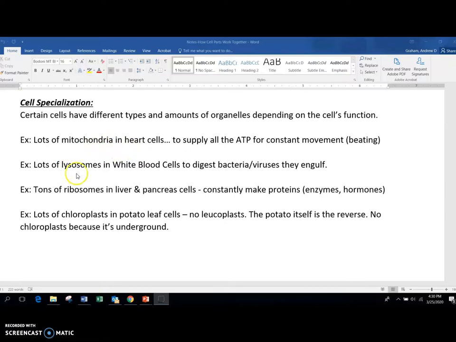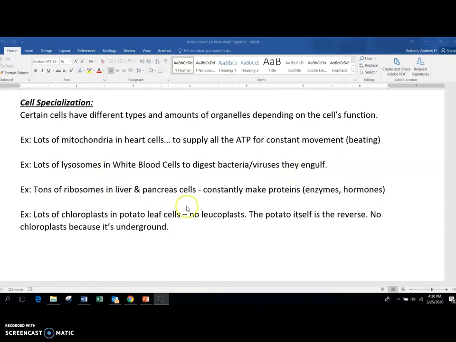Okay, lots and lots of lysosomes inside white blood cells. Well, why? What did we just talk about? White blood cells find bacteria or viruses, they engulf them, they digest them, kind of like the blob. So inside of that cell, it needs to be able to break down and digest things. Well, that's what the lysosomes do. They would fuse with that bacteria and virus and then digest it inside the cell.